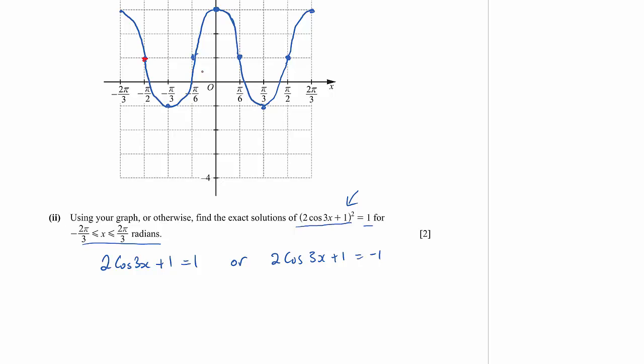That's at negative pi by 2, negative pi by 6, pi by 6, and pi by 2. So those are all the places it's equal to 1. And then -1 there and there. So we get negative pi by 2, negative pi by 3, negative pi by 6, pi by 6, pi by 3, and pi by 2.